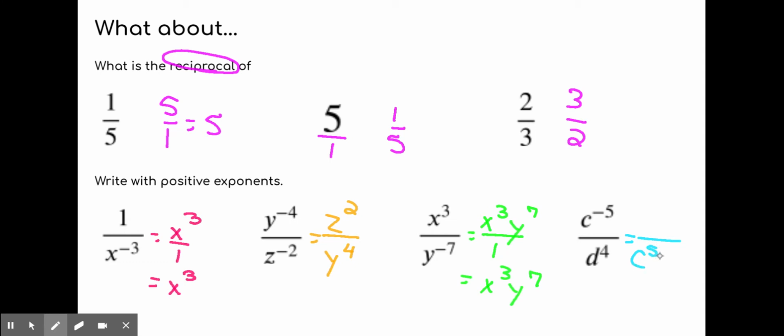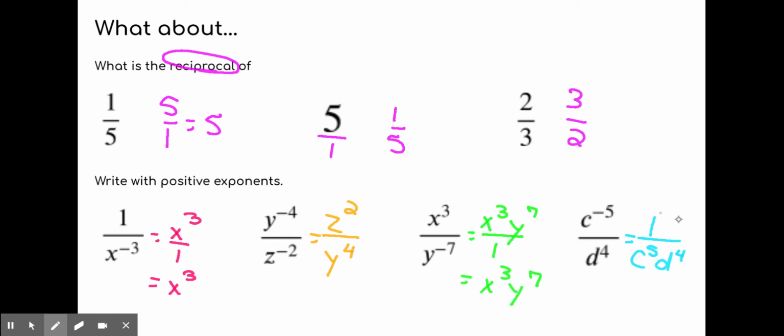It's positive. Then I look at the D to the 4th. It's already happy. It's a positive exponent. So it's going to stay D to the 4th, and it's going to stay right where it is. Now, I can't have a blank numerator. What do you think goes in this numerator? If everything goes away from the numerator or denominator, it becomes a 1.